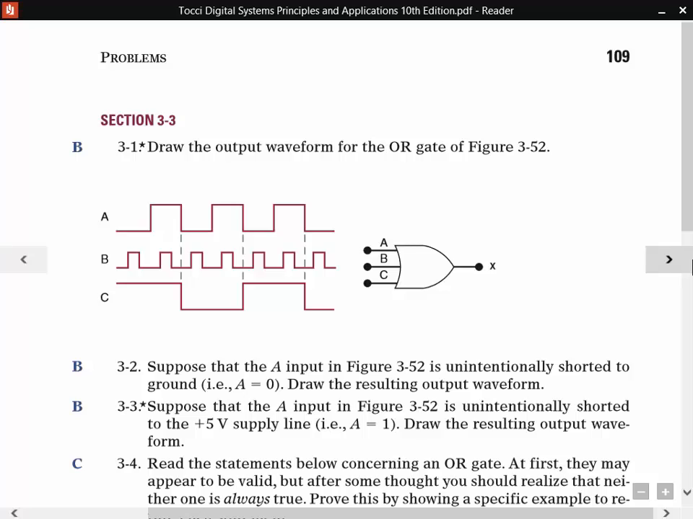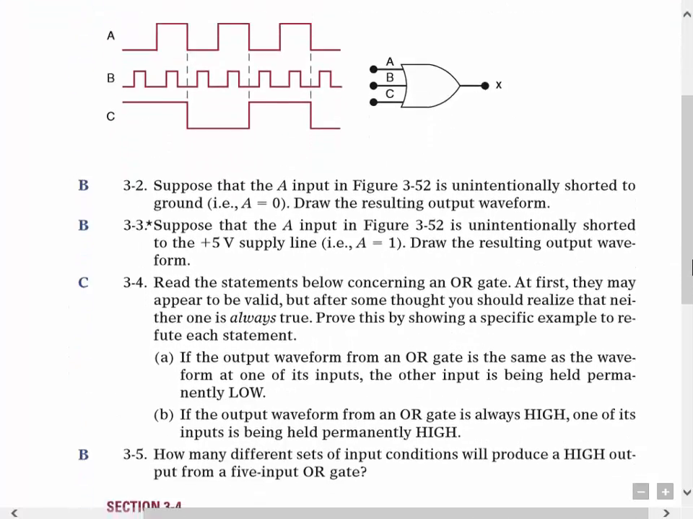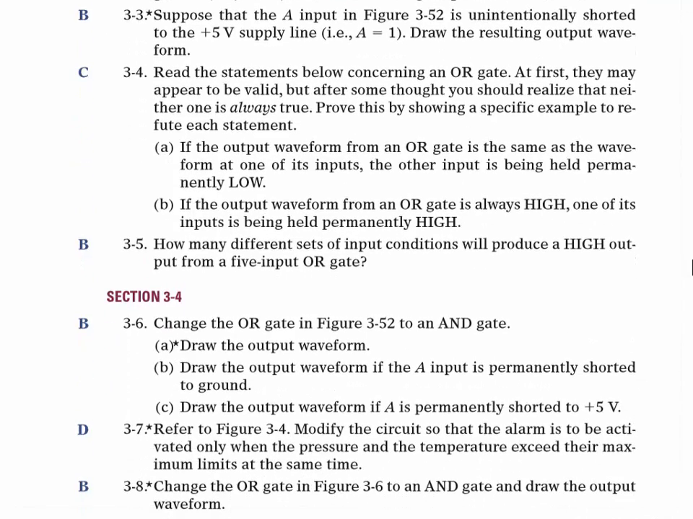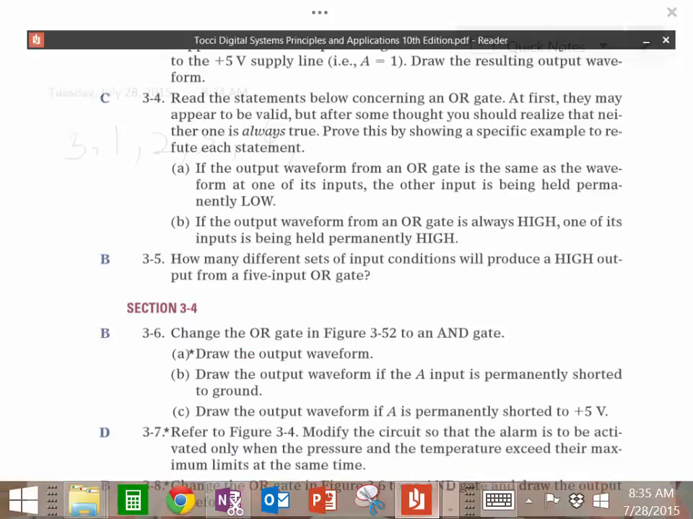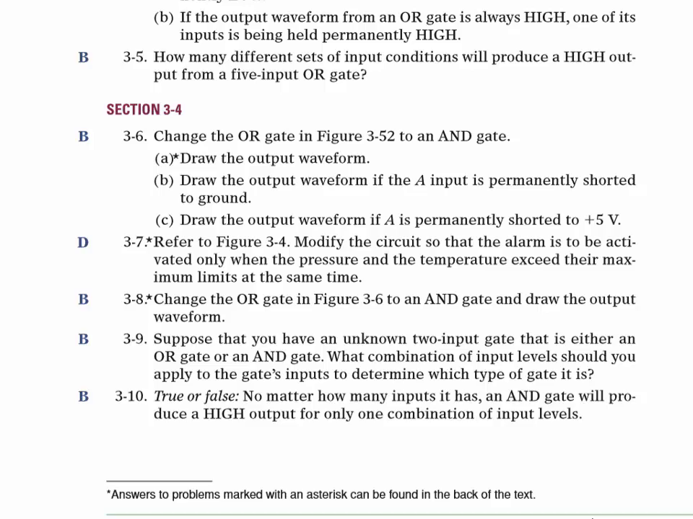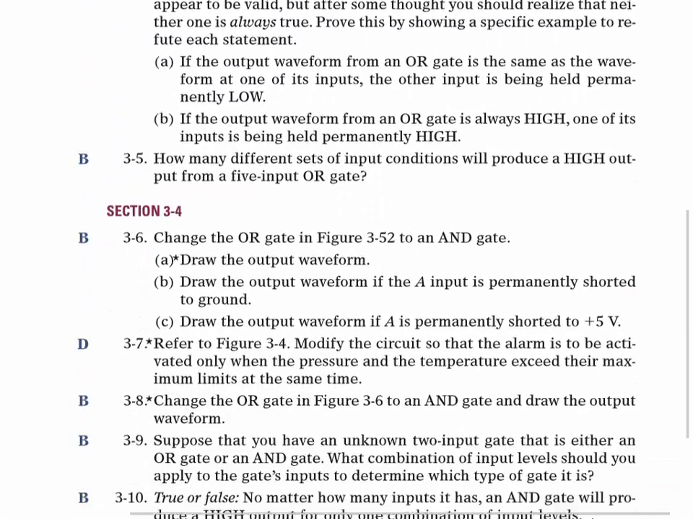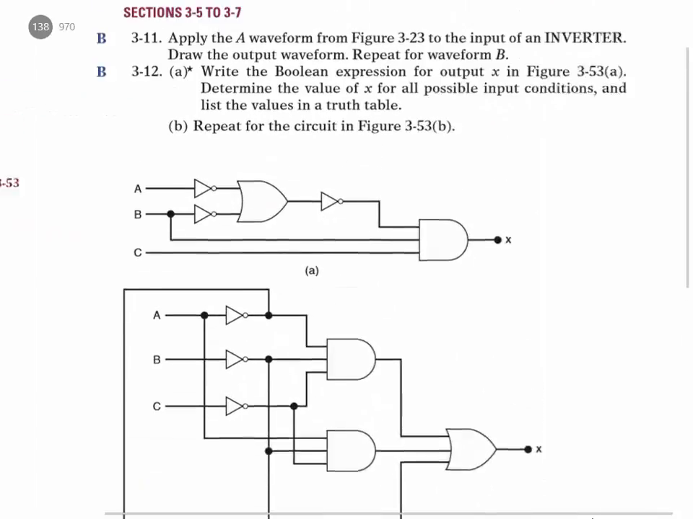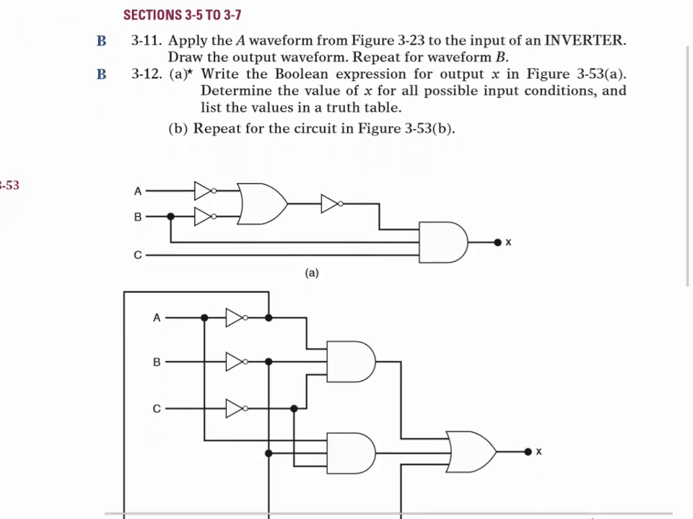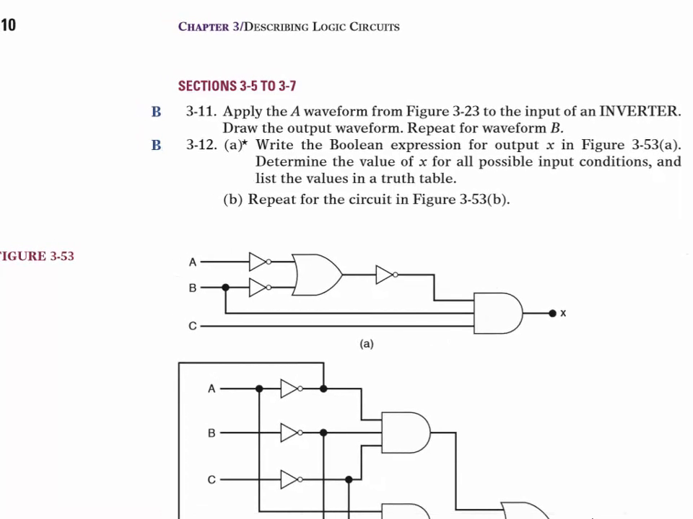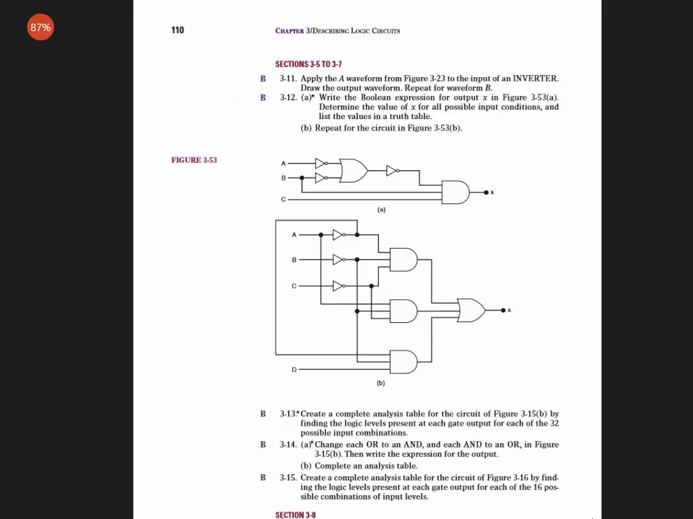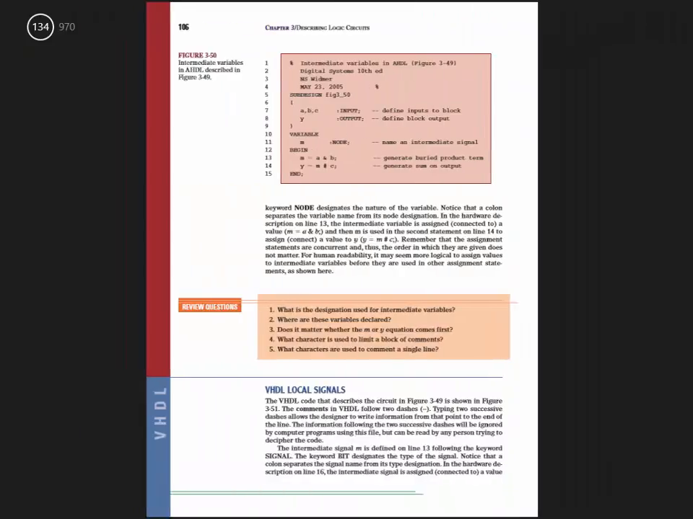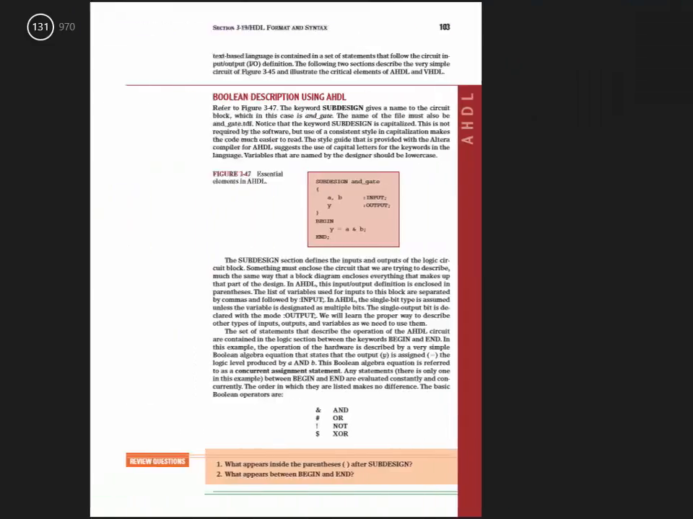As we look at 3-1, 3-2, 3-3, and then 3-6 is the next one there. Then if we go back through here, 3-4 modified, we haven't talked about that. Here again we're looking at applying the A waveform from figure 3.23. That's earlier in the chapter. Sometimes this book will go back to previous figures.